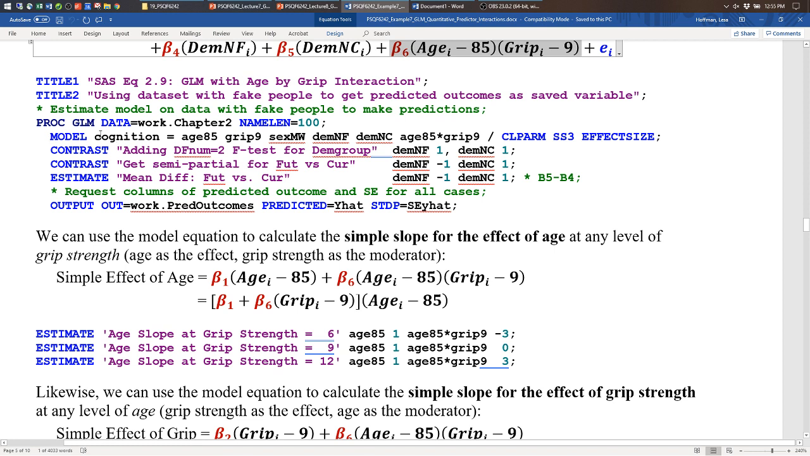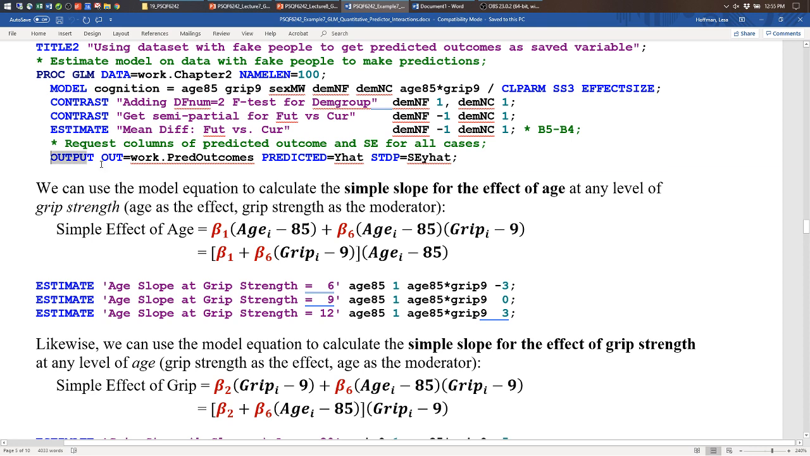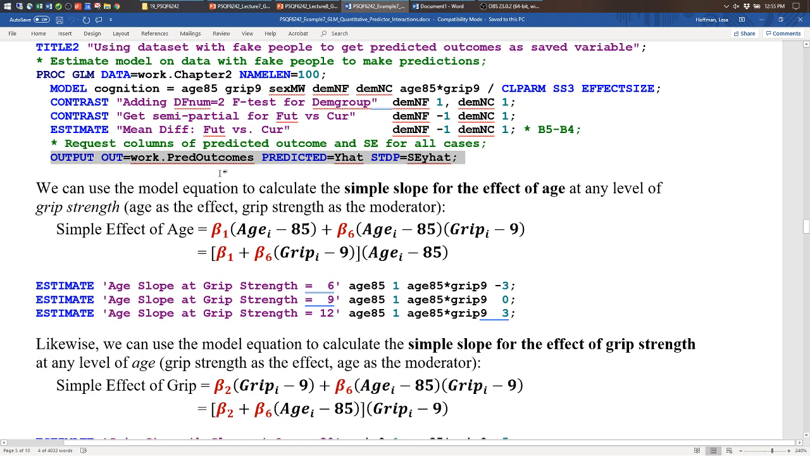So we have, this is our line in SAS. It looks virtually the same in Stata except for swapping a hashtag for this asterisk. I have some additional things here related to dementia group. We don't need to worry about that for right now. I am asking for predicted outcomes for these from this model because this data set includes the fake people as well.